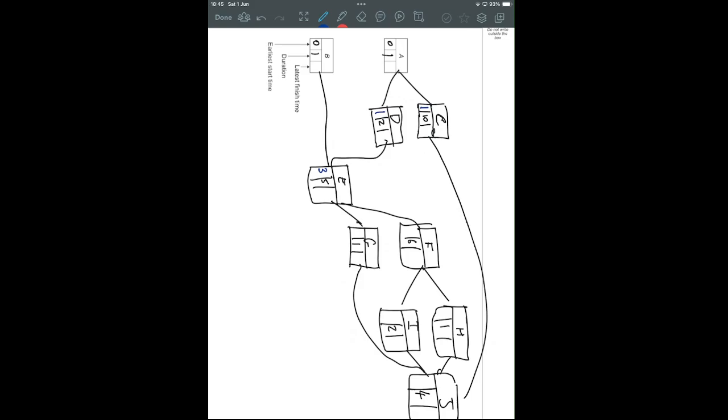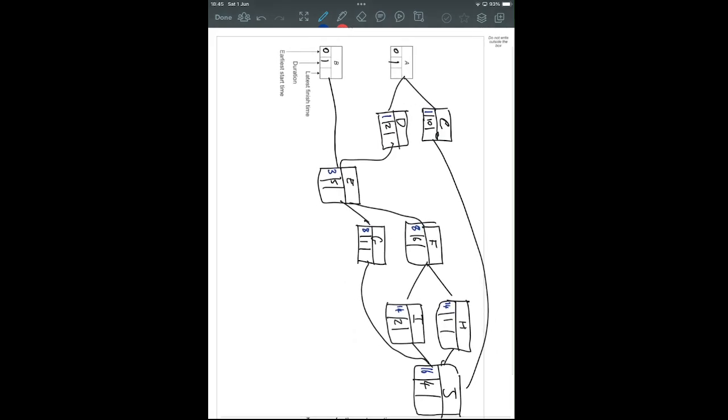F and G only depend on E. Started at 3, moves an extra 5 forward in time. H and I only depend on F. That's 8 plus 6. Then finally J. Well, C is a restriction of 11. G is a restriction of 9. H is 15. I is 16. So the earliest there is 16.